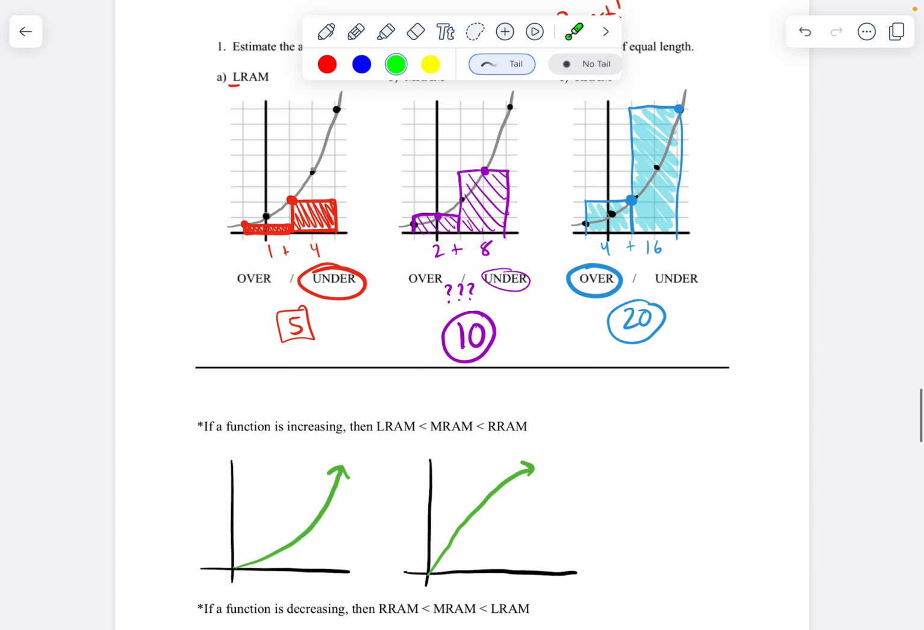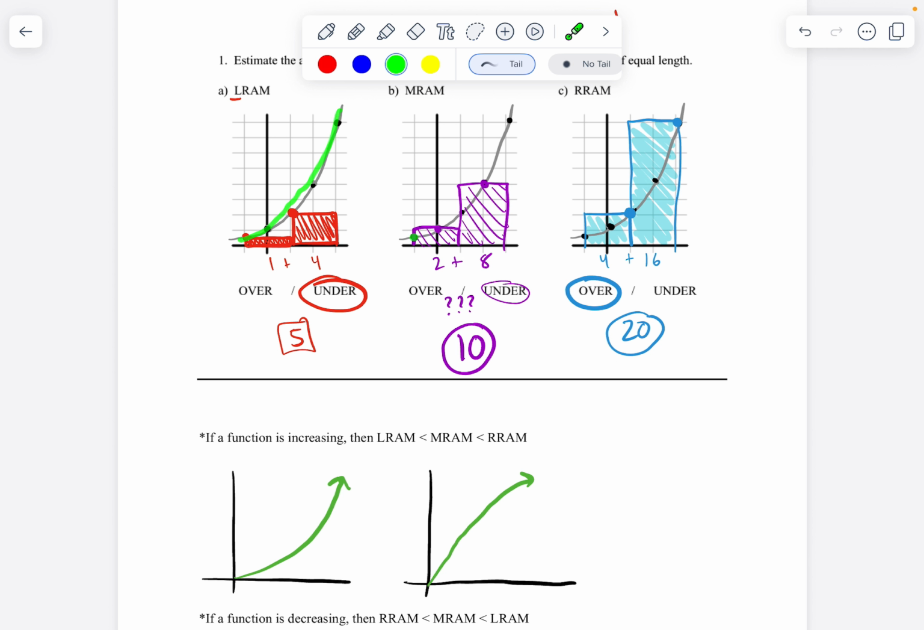And the reason I say that is because look at this example here where we have an increasing graph. You could see my LRAM was my smallest. It was so under, it was 5. Versus my MRAM is somewhere in the middle, gives me an approximation of 10, and my RRAM goes over my graph and it makes it the largest thing, right? So this is the smallest, and this is the largest, which is cool. What's bad about this, though, is that you guys are probably thinking, oh, LRAM's always the smallest. You're like, boom, LRAM's smallest, RRAM's highest, life is good. Not true. Not true at all.